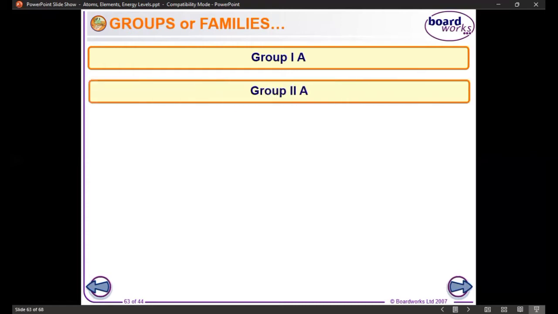While group 2A, these are called the alkaline earth metals. The alkaline earth metals have two valence electrons because they are included in group 2A. They have characteristic metal properties but are harder, more dense, and melt at higher temperatures than the alkali metals.